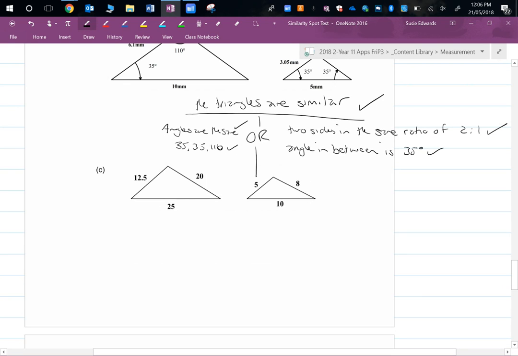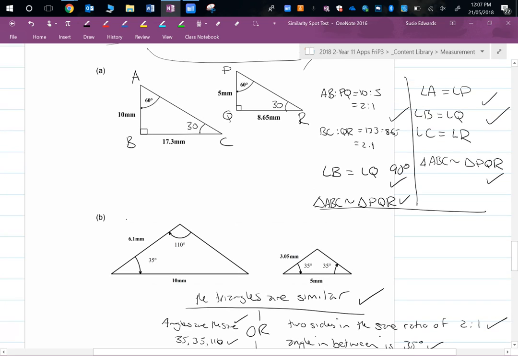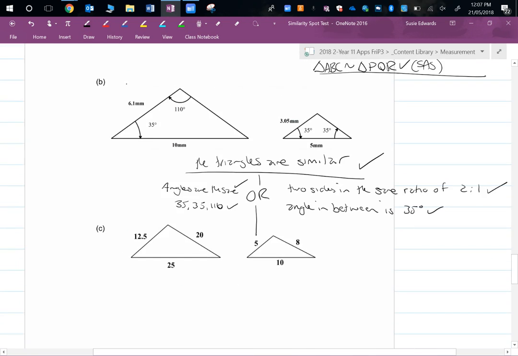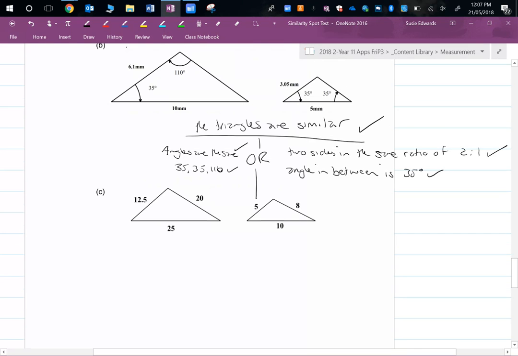What rule would we have to use for this one? Could we use angle, angle, angle? No, we don't know them. Could we use side, angle, side? No, because we don't know any of the angles. So we have to use side, side, side. Now, actually, what I should have said is within that statement, you want to actually say angle, side, angle, side, and angle, angle, angle. So you need to actually say what rule you used. If you don't, you don't get a mark there. So make sure you do it right.